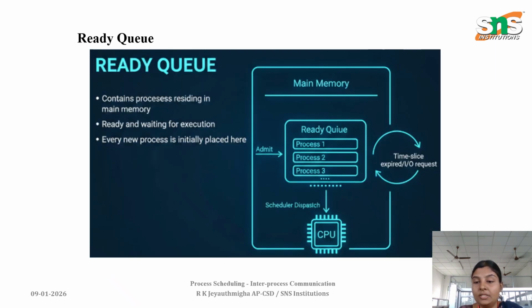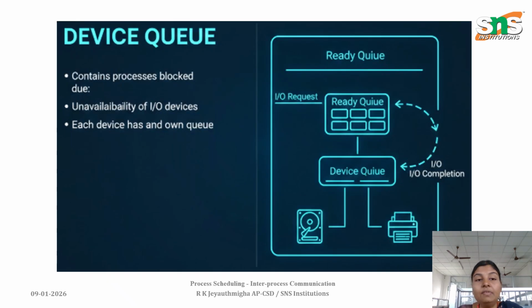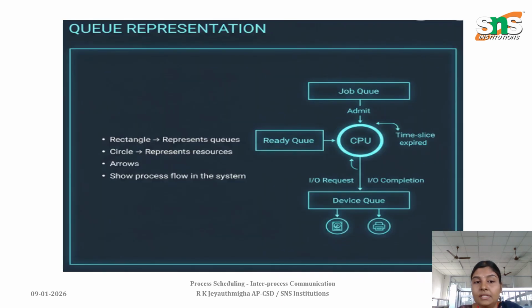Ready queue contains processes residing in main memory, ready and waiting for execution. Every new process is initially placed here. Device queue contains processes blocked due to unavailability of input or output devices. Each device has its own queue. Queue representation: the rectangle represents queues, the circle represents resources, and the arrows show the process flow in the system.